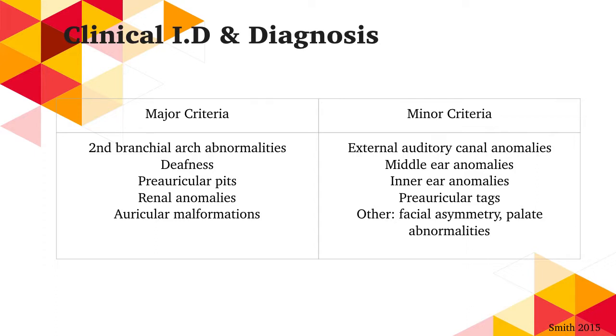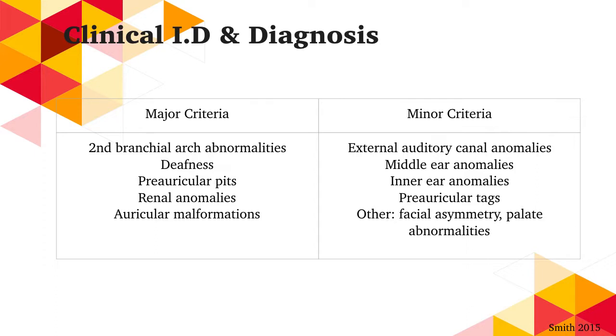So for minor criteria, we have auditory canal anomalies, middle ear problems, inner ear problems, preauricular tags, and we can have facial asymmetry and palate abnormalities. Those are the most common that are seen in BOR. And like I said, not one person is going to present with all. Some might. It's all about making sure you're differential diagnosing these people.